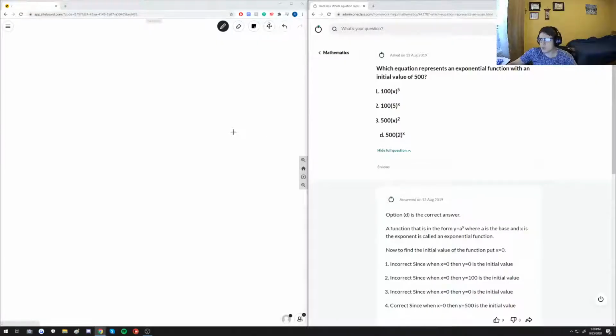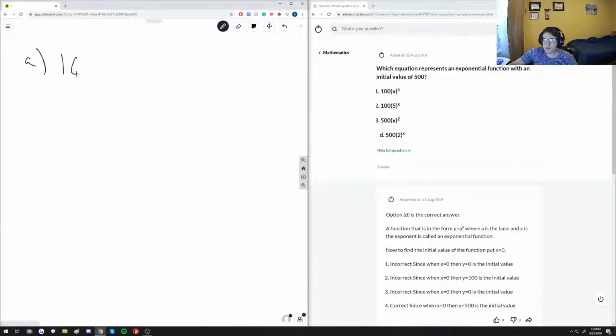Okay, so moving on to our next question. Which equation represents an exponential function with an initial value of 500? We're going to go through all of these one by one and say whether they do or don't represent an exponential function with an initial value of 500.